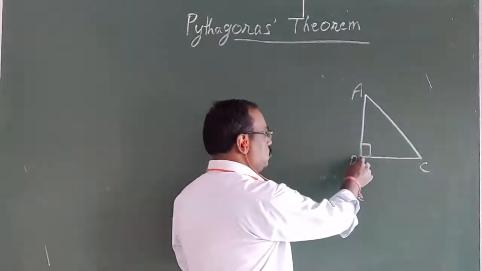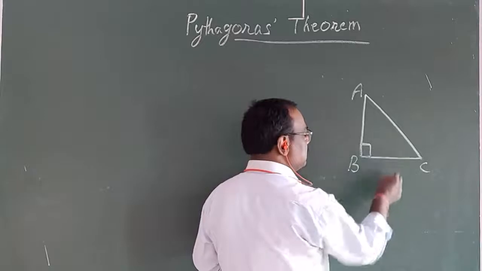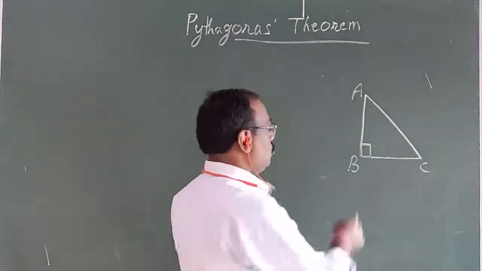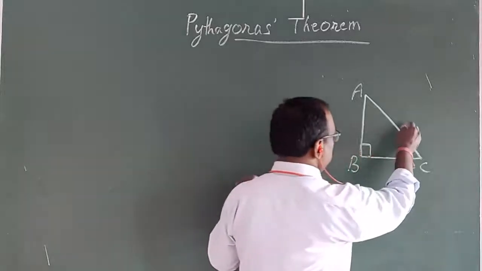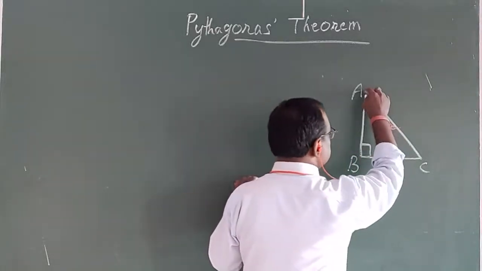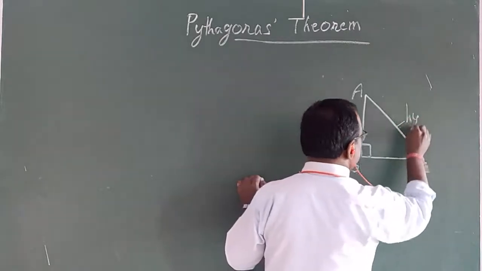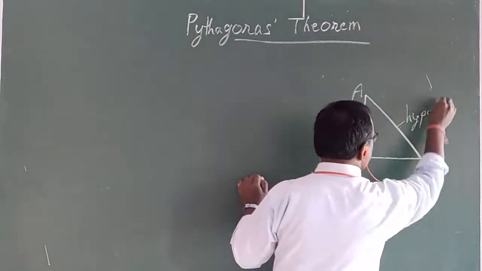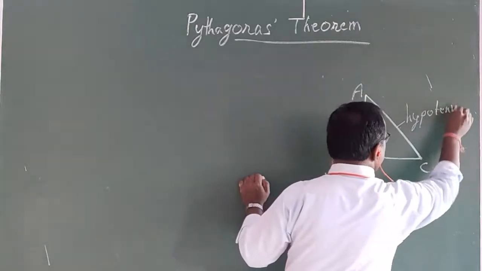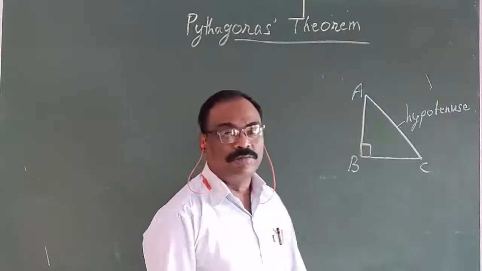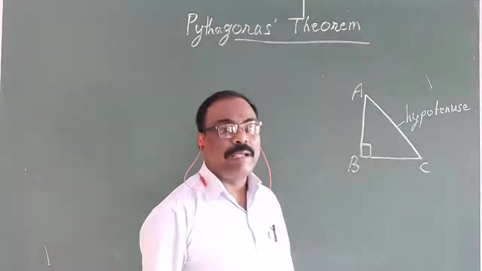So the side opposite to the 90 degree is known to be the hypotenuse. The opposite of this angle is this side, this line A and C. This line AC will be known as the hypotenuse. So we can say AC is the hypotenuse.